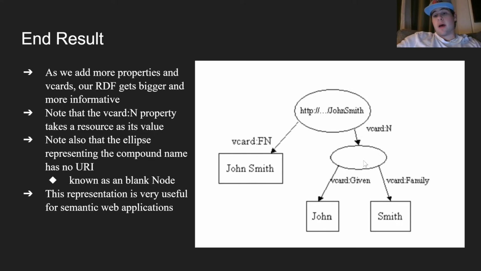We have this relationship that leads to this property of a compound name that is given an ellipse. And this ellipse, this is important, it doesn't have a URI, but still represents something unique to the John Smith resource in the RDF as a whole. This is called a blank node. It's called a blank node because it doesn't have a URI, but it still represents a property of John Smith, the compound name. Then we have two vcards coming out of it for the given name, what he was given, John, and then his family name.